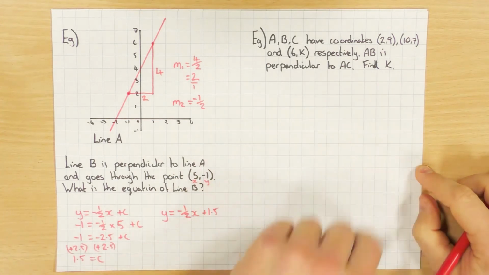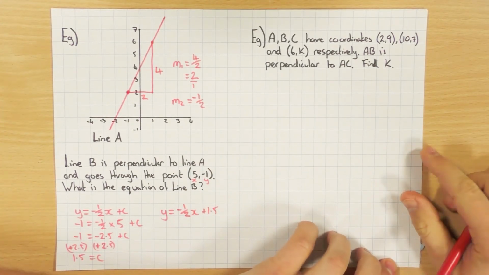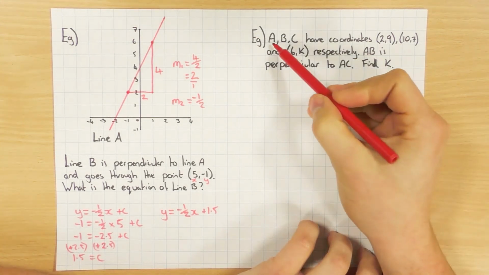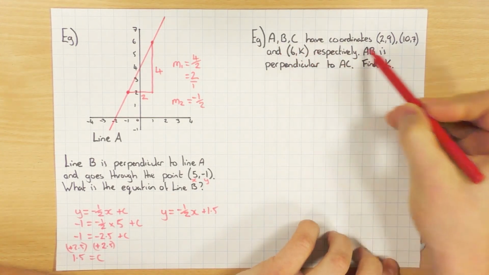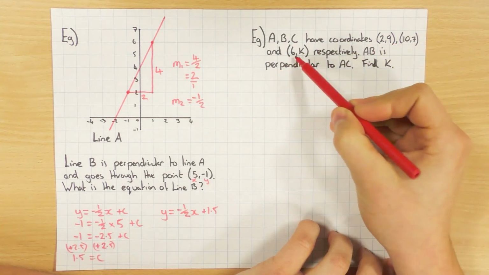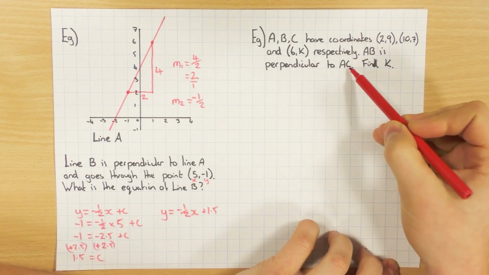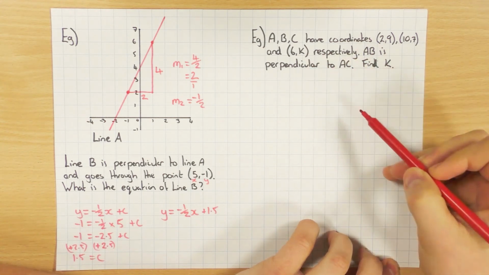Now this one here is tricky. It looks horrible, but it's using exactly the same skills as we've just been doing. So I've got coordinates A, B, and C of 2, 9, 10, 7, and 6k. AB is perpendicular to AC, and we need to work out what k is.